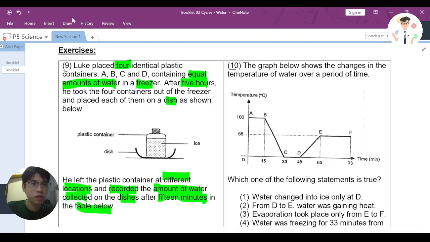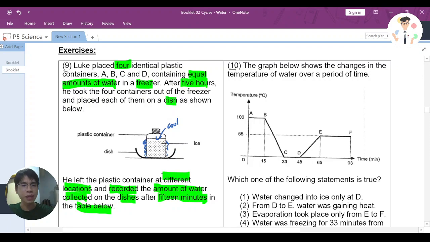Before we look at the table, you can understand what the question is trying to do. This is ice, and they put a dish here, which means they are collecting something. Basically, they are collecting some water droplets. Because you know, they are taking it out of the freezer, so this whole thing is cold, and of course the surrounding is warmer. So of course condensation will form outside. The water droplets will form outside here.